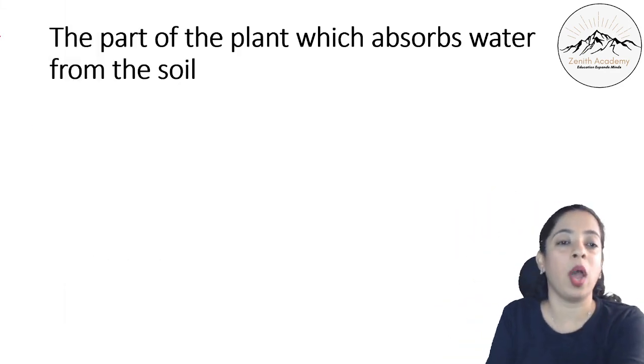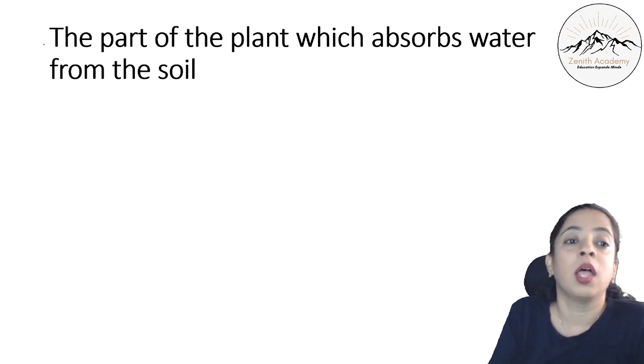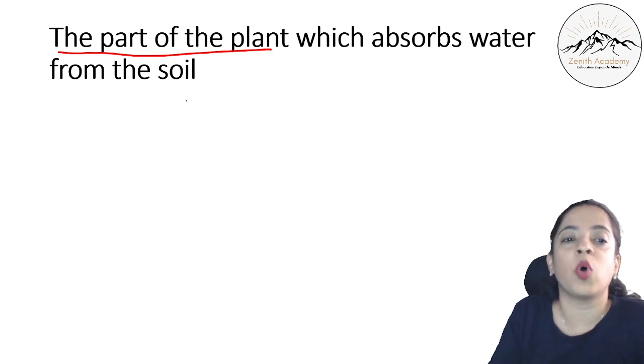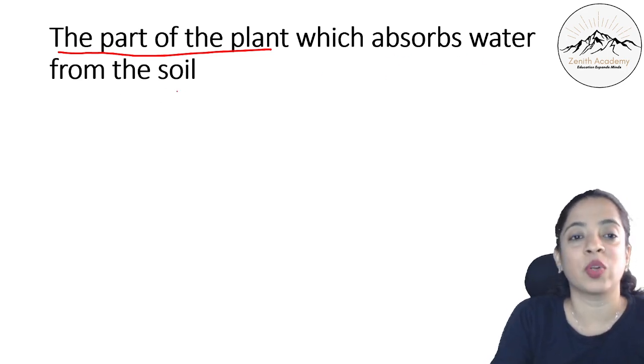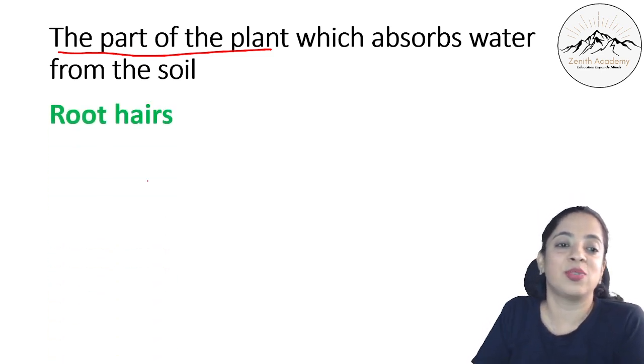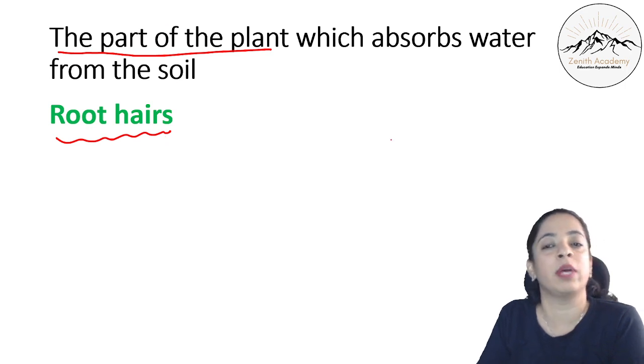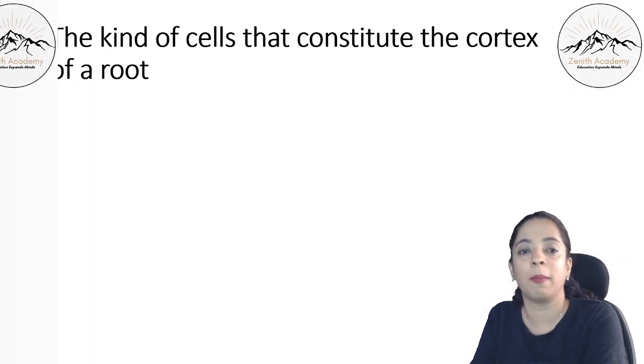Our question number 1. The part of the plant which absorbs water from the soil. You have to remember what is asked. The part of the plant. Which part of the plant absorbs water from the soil? So write the answer in the comment section. Yes, dear students, it is root hairs. Root hairs is that part of the plant which absorbs water from the soil.